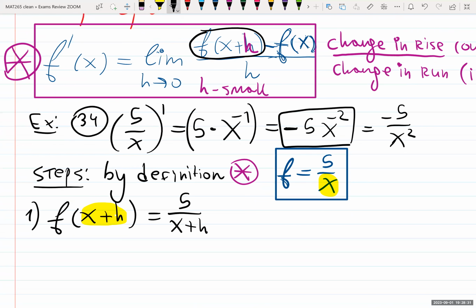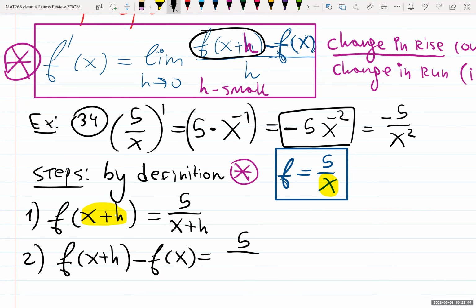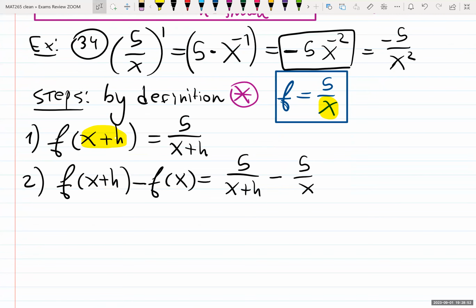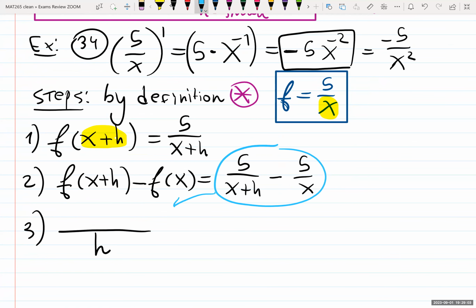Continue. Second step, you write down the difference, which is the numerator of the whole formula. F of x plus h minus f of x equals, well, you already found f of x plus h. Let's write it down. Minus the original function, like so. Now you completed the numerator. Step 3, write down the fraction. The fraction that has h in the denominator. So you're going to put this beautiful thing in the numerator. 5 over x plus h minus 5 over x.